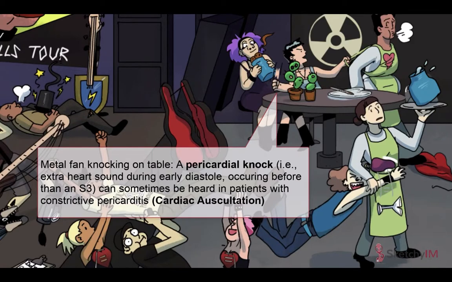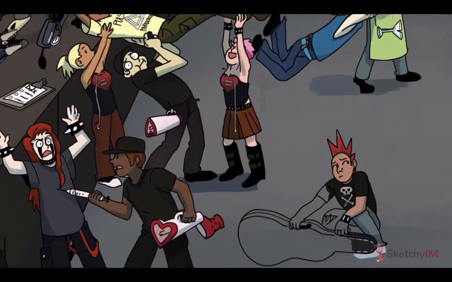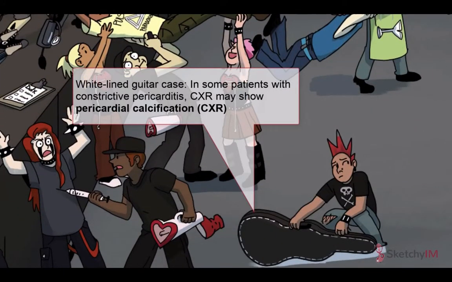While these physical exam findings should definitely pique your interest in looking for constrictive pericarditis, most of them are not very specific. It's the imaging findings that'll nail the diagnosis for you. On chest x ray, you might see calcification of the pericardium, represented by the white stitching lining this guitar case, which is highly specific for constrictive pericarditis. It's important to note, however, that the majority of patients with constrictive pericarditis will not have pericardial calcification.